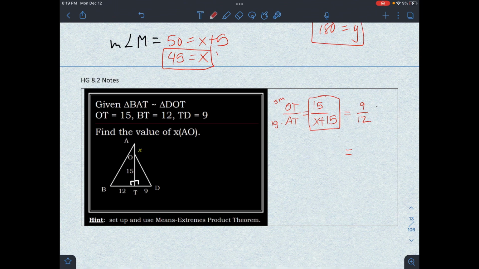So 15 times 12 has to equal 9 times x plus 15. 15 times 12, I think, is 180, maybe. I hope I did that right. And we get 9x plus 135. And so I subtract 135 from both sides, and I get 45. And so I get x to be 5. So find the value of x. X is 5. How long is AO? AO is also 5.